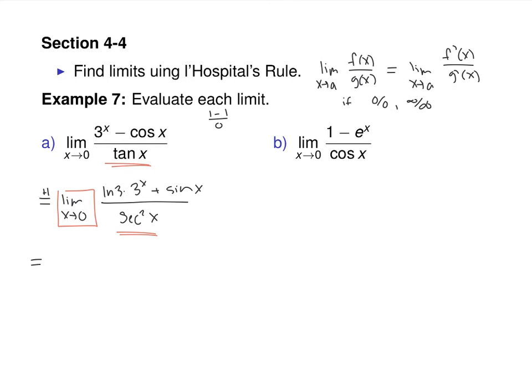Can you input 0 now? You can. This becomes ln of 3 times 1, plus 0, and I believe secant of 0 is 1, because secant of 0 is 1 over cosine 0, and cosine 0 is 1. So this is just equal to natural log 3. That's what that limit is. There's no other way you would know how to find that limit. There's no factoring or algebra that can make that happen.